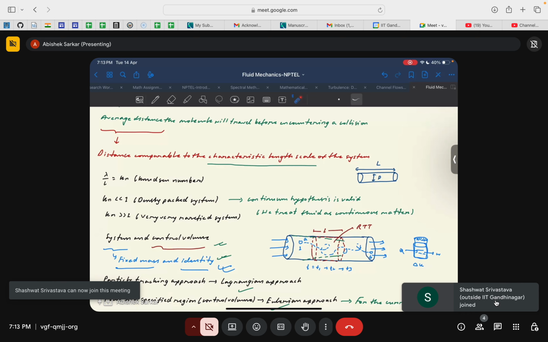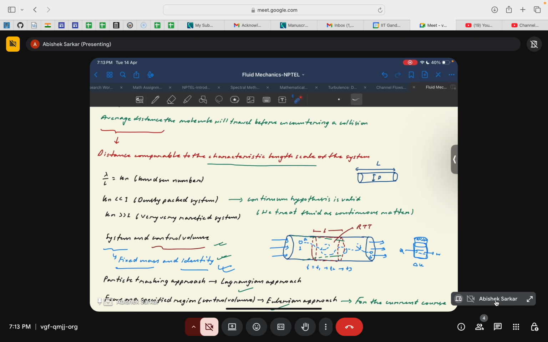Okay, and there was one question in the discussion forum regarding the demarcation between a rarefied system and otherwise: is there any clear-cut value of the Knudsen number beyond which we can say that the system will be rarefied? So the answer is that if the Knudsen number is greater than 10, then we consider the system to be considerably rarefied, and we consider it to be a rarefied system. Okay.